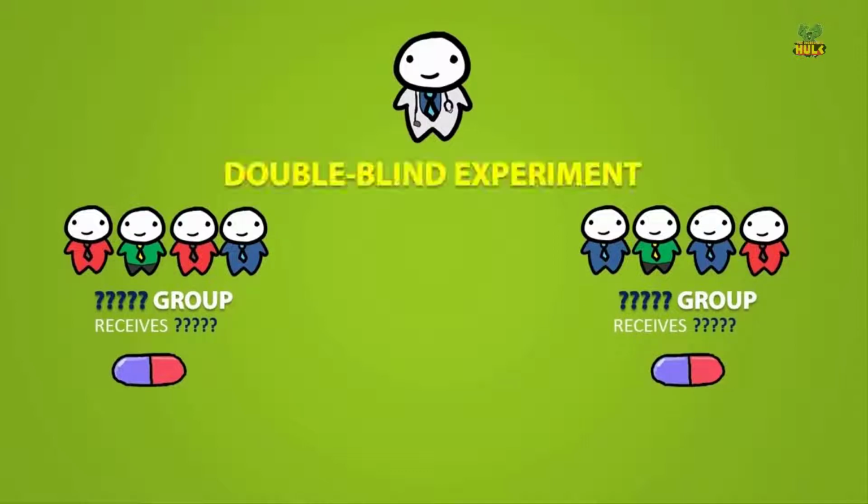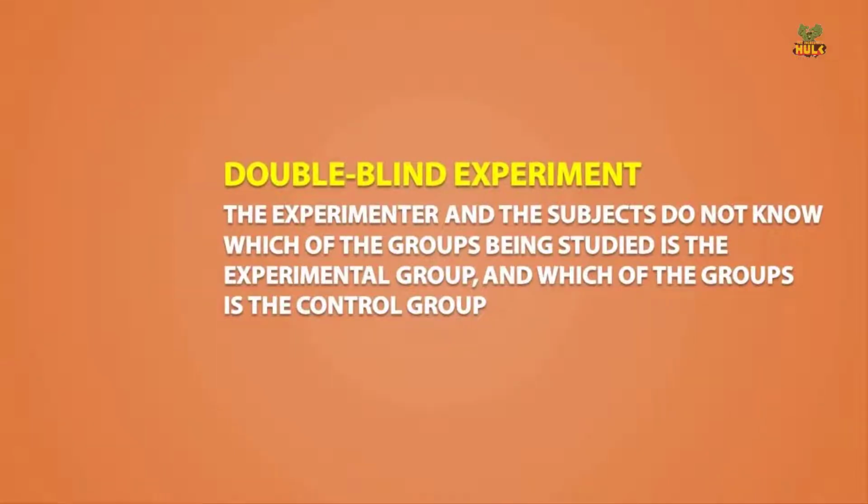This setup is called the double-blind experiment, where the experimenter and the subjects do not know which of the groups being studied is the experimental group and which of the groups is the control group. The double-blind experiment is good for eliminating biased research results.